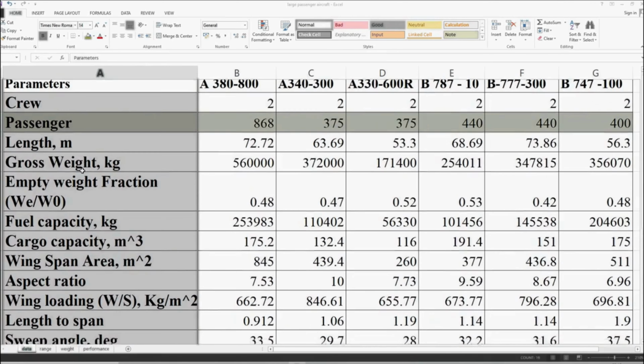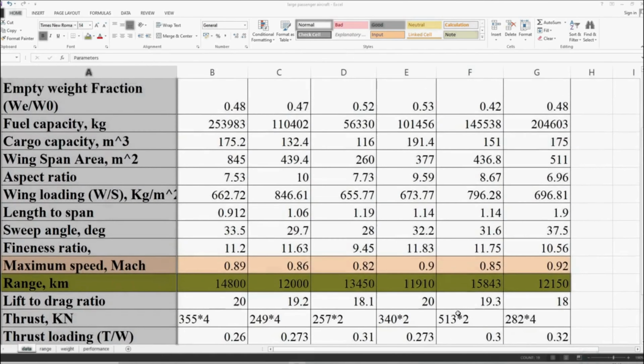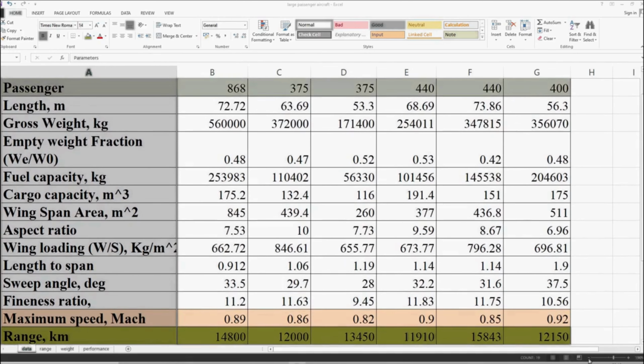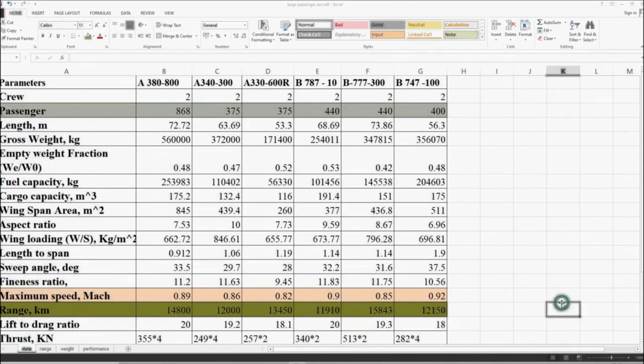Please note one more point here. In my design criteria, the maximum speed is 0.85 Mach number, the range is 15,000 km, and the passengers are 400. So keeping that in mind, my selection criteria should be within plus or minus of these. You can see I have highlighted the Mach number, range and passengers.